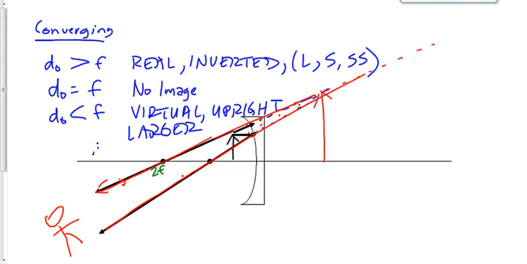that a virtual image for a lens is on the same side as the object. A virtual image for a mirror, you can see in the diagram up on the board right now, is on the opposite side of the mirror than the object is. So that's what's different about the lens and the mirror. This is what's the same about the lens and the mirror.